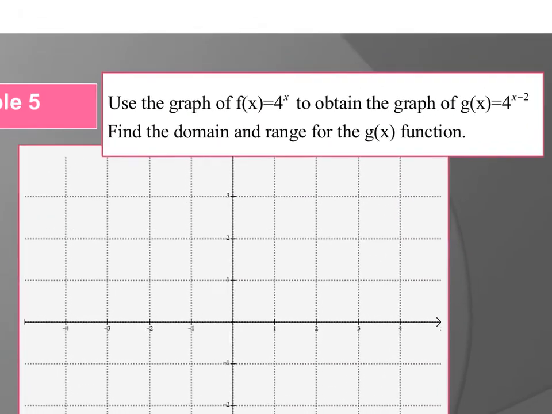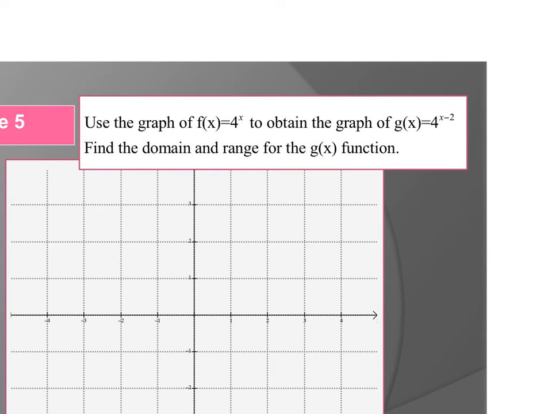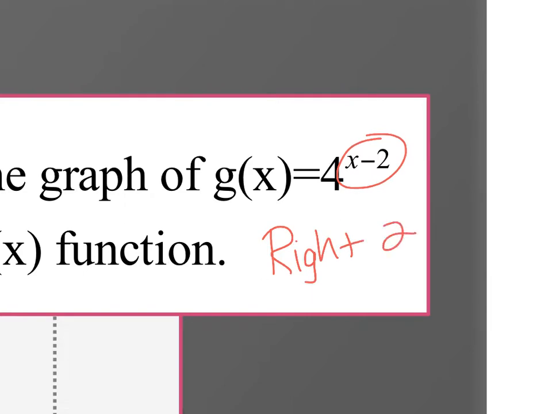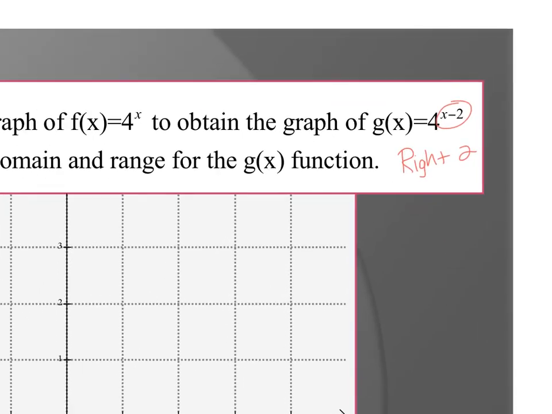And we'll talk more about graphing. What about this one? Same thing, same concept. I have 4 to the x, and I have 4 to the x minus 2. But where is the x minus 2? It goes right. It's in the exponent, so it's going to go right. Good job. 2 spaces. Why does it go right? That's a minus sign. Opposite of what you think.